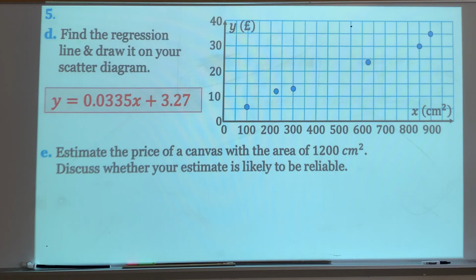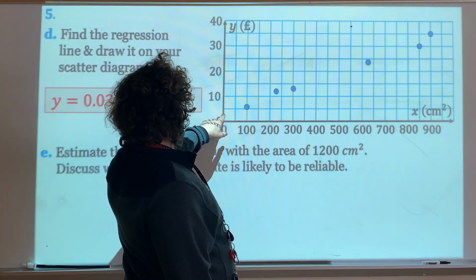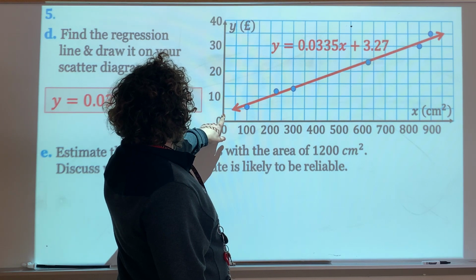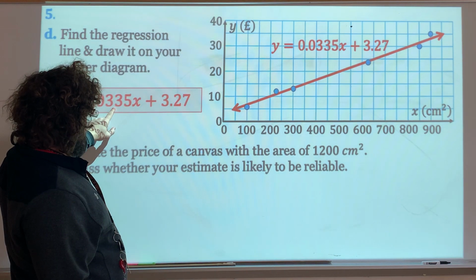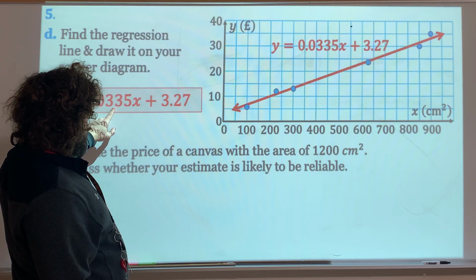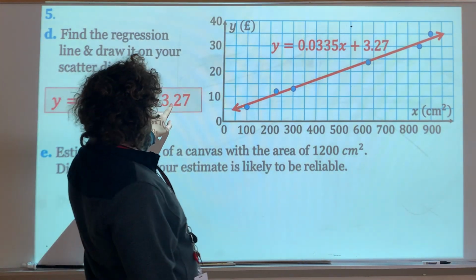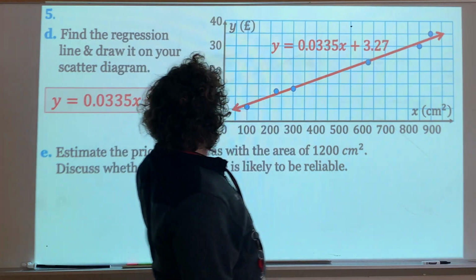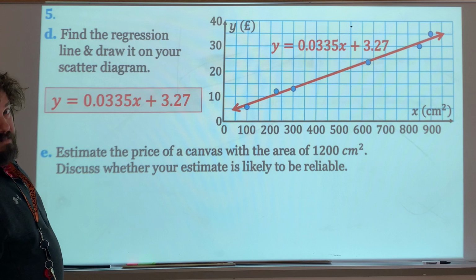All right, the way to draw this is our y-intercept is pretty much 3.27. This is 5, so 3.27 is about right here. And then you're going very small ups. Actually let me just pick a number. I'll pick like 400. Put 400 in here, I get like 15. You just type in your numbers and then pick a couple points and draw a line. All right.